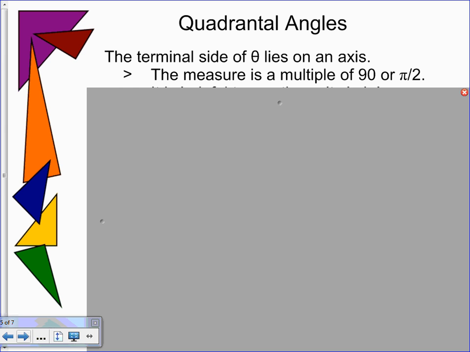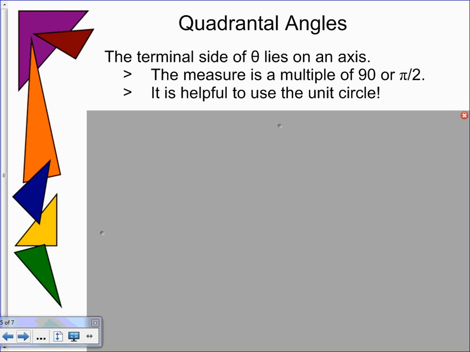When we evaluate trig functions of quadrantal angles, we'll use something called the unit circle. And this is the only time we'll really talk about the unit circle. Although, if you take Algebra 3 next year, which a lot of you might be doing, you'll learn all of the unit circle. So you'll do a lot more.